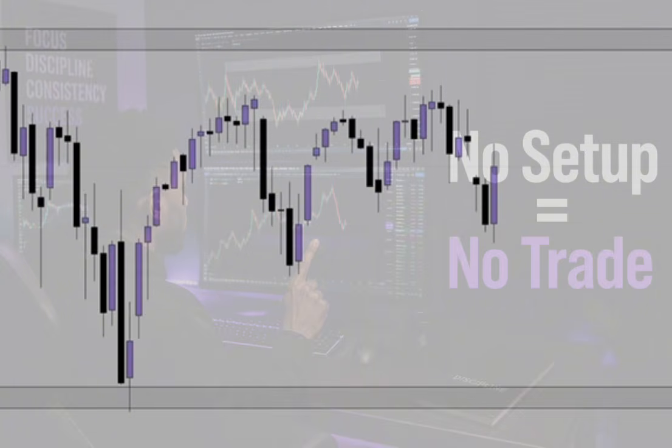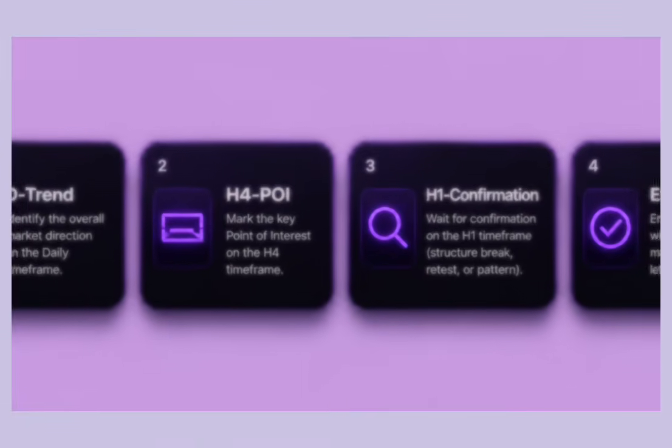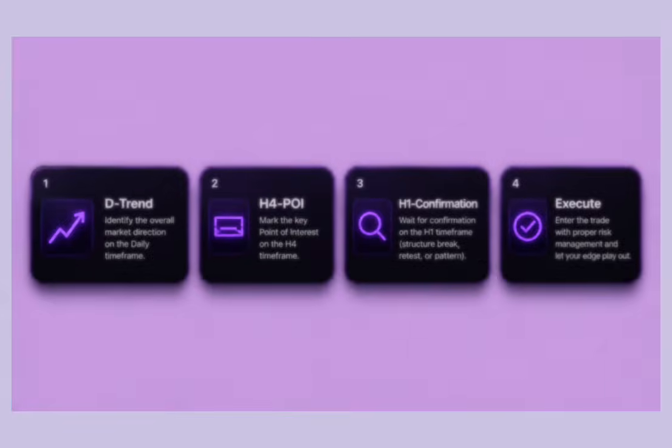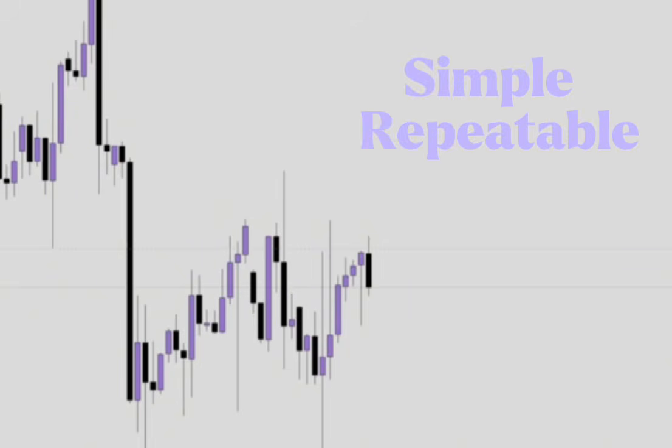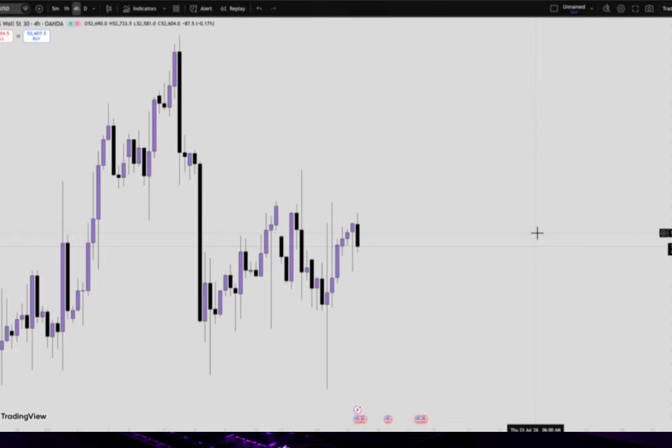Now that you understand what daily bias really means, let me show you my 4-step checklist that allows me to find high probability setups every week. This checklist is very simple, repeatable, and also profitable, and anyone can use it. The first step is to identify and mark the higher time frame trend.